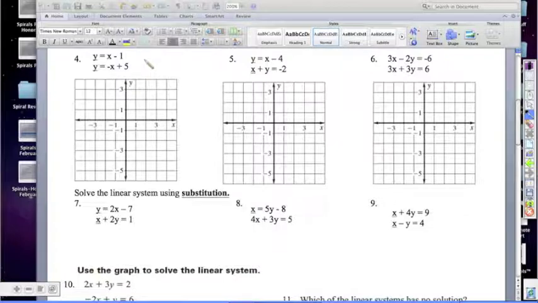So, this one right here, your hint is, your answer is in quadrant number 1. If you don't know quadrant 1, that goes all the way back to first quarter. Hopefully you can identify quadrant 1. That's where your solution is located.